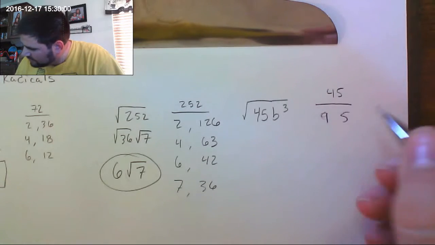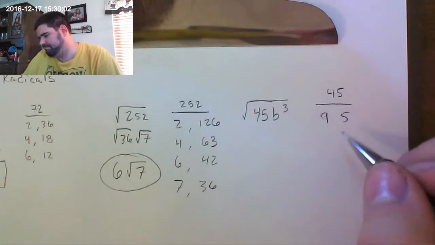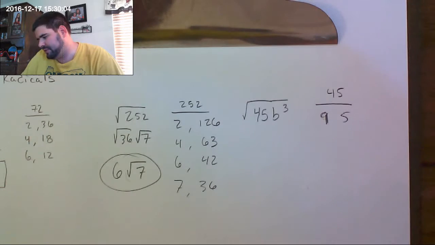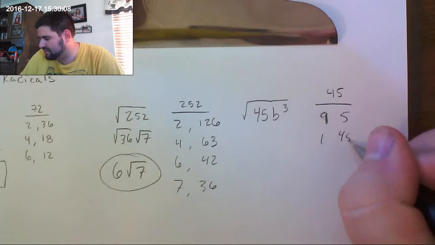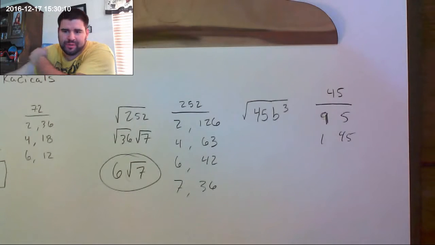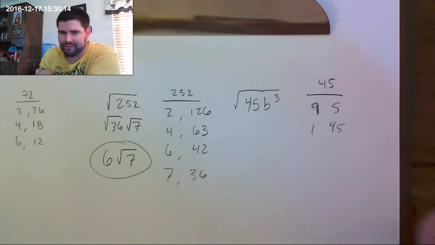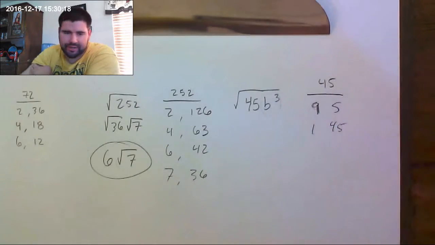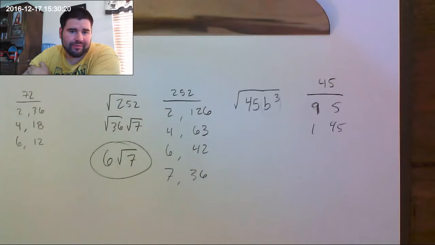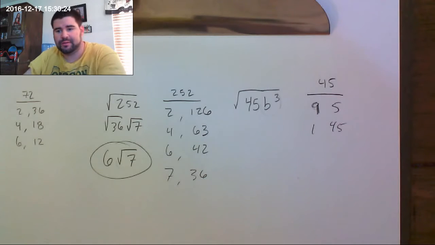9 and 5. And isn't that really the only factors? 1 and 45. But something else that's special about this guy is that we have this b right here that we need to take care of. And that's kind of a problem because what do you do with that?